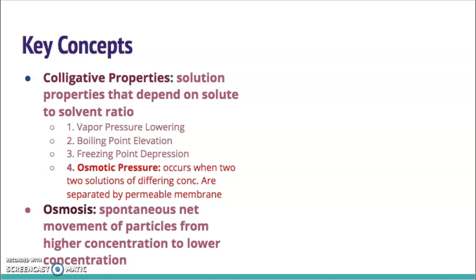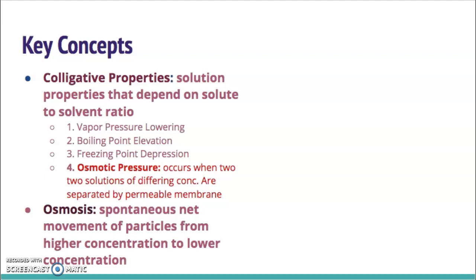Osmotic pressure is a pressure that occurs when two solutions of differing concentrations are separated by a permeable membrane. We'll dive into this later, but in this example, it would be the solution of water or salt water that's being separated by the gelatin of the gummy bear, and then the second solution would be the particles that make up the gummy bear that's not the gelatin, which acts as that permeable membrane.